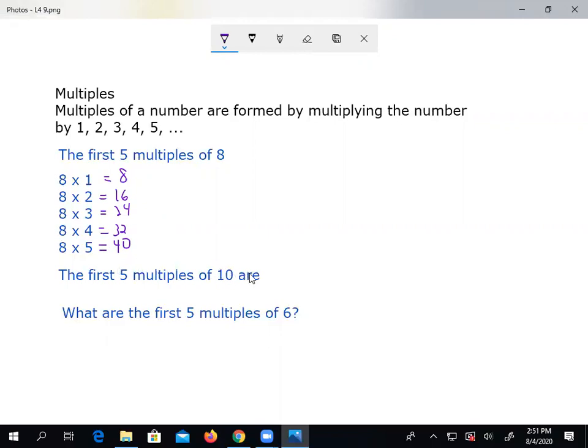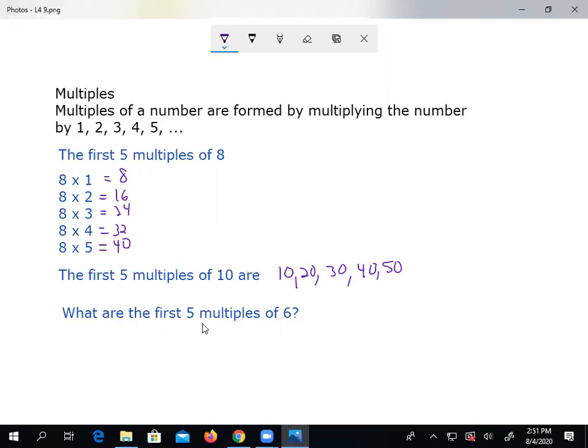The first 5 multiples of 10, well, 10 times 1 is 10. 10 times 2 is 20. 10 times 3 is 30. 10 times 4 is 40. 10 times 5 is 50. So that'll be your first 5 multiples of 10. 10, 20, 30, 40, 50. It's kind of like just your multiplication tables, basically.